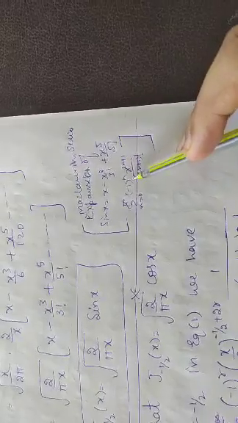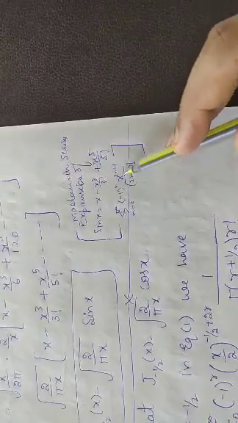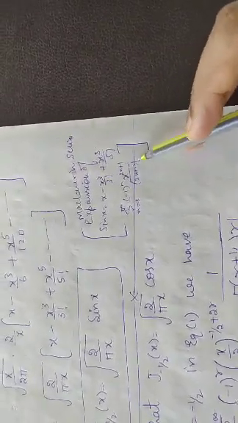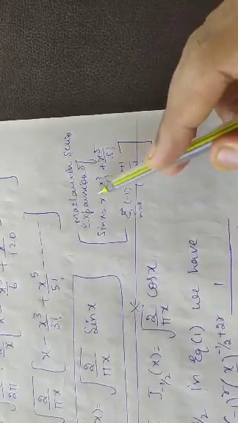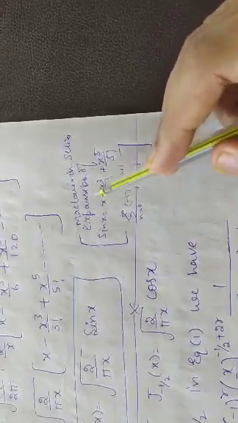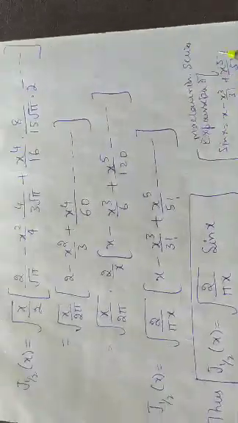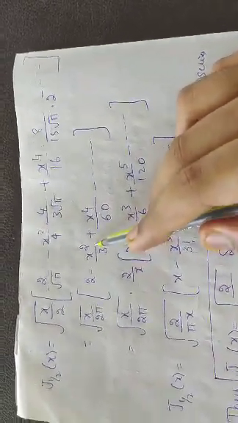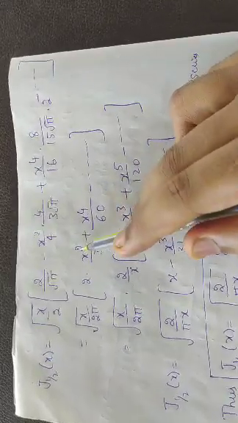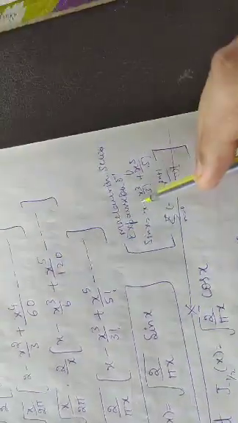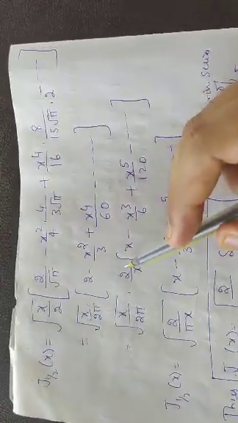If you write it in summation form, summation of minus 1 whole power n, x power 2n plus 1 divided by 2n plus 1 factorial. It means you have to get odd powers, x power 1, x power 3, x power 5. Like this you have to get. But what is here? Here you have x square, x power 4. So these are all even powers. In order to make these odd powers, what are you going to do?